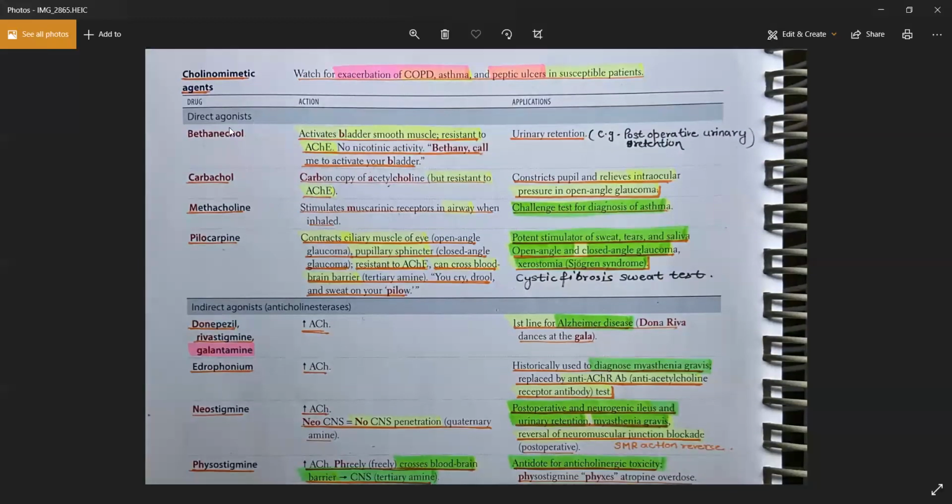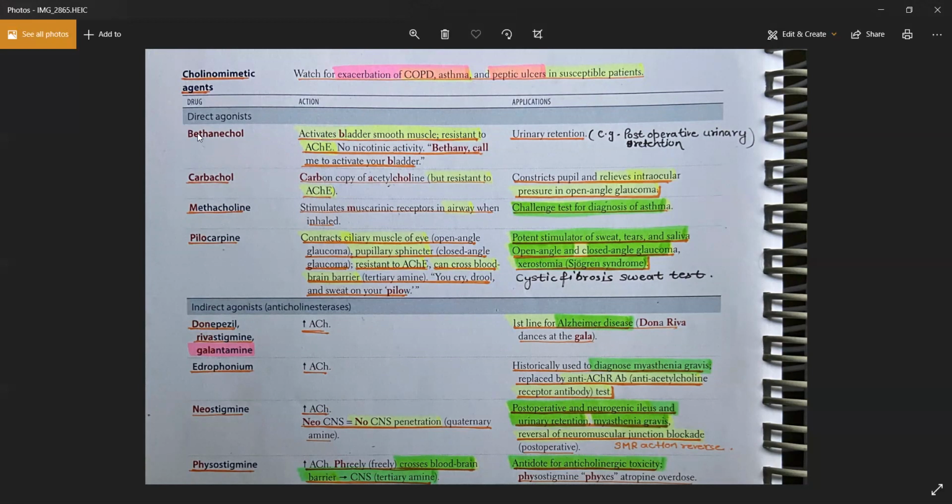Okay. Then the direct agonist agents, which directly stimulate the acetylcholine receptors, the muscarinic receptors mostly, and one of them is bethanechol. You guys already know this drug from the micturition reflex. Remember, what does bethanechol cause? Urinary incontinence.